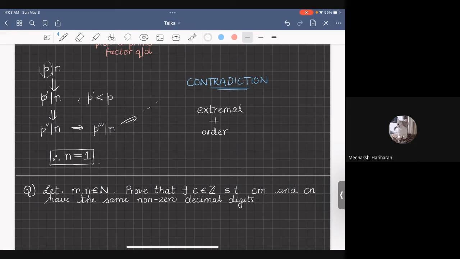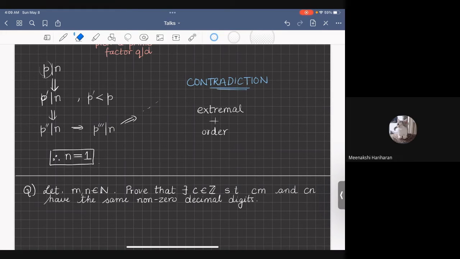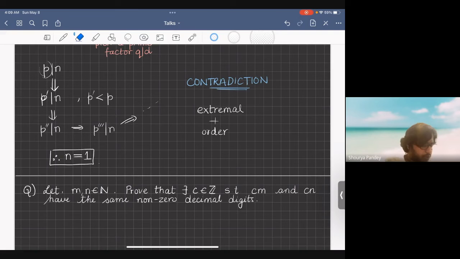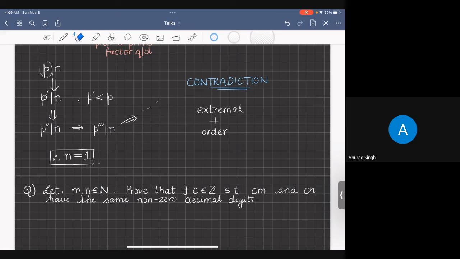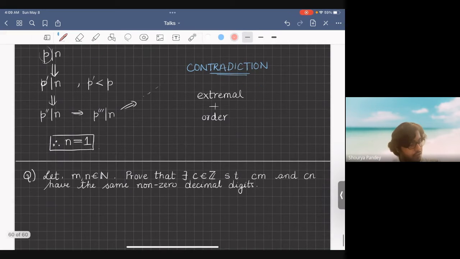What does it mean when they say the same non-zero decimal digits? It's just saying that the set of digits that are non-zero is exactly the same. Oh, yeah, I think that's what it means. Let me think about it. Do you mean that some digit of one is equal to the digit of the other number, or that the same set of digits is allowed? I think this question just says the set of digits should be the same.